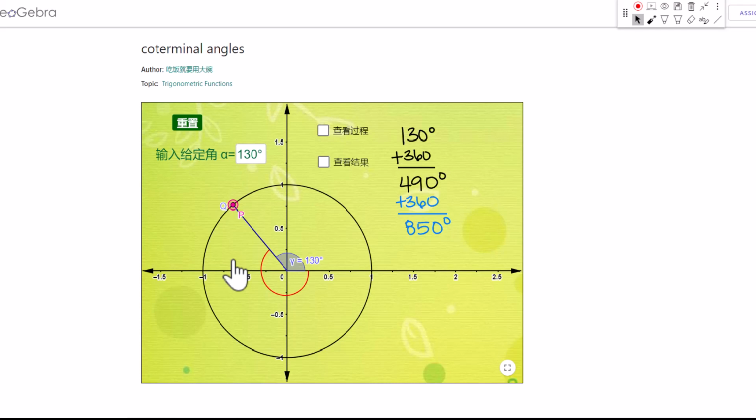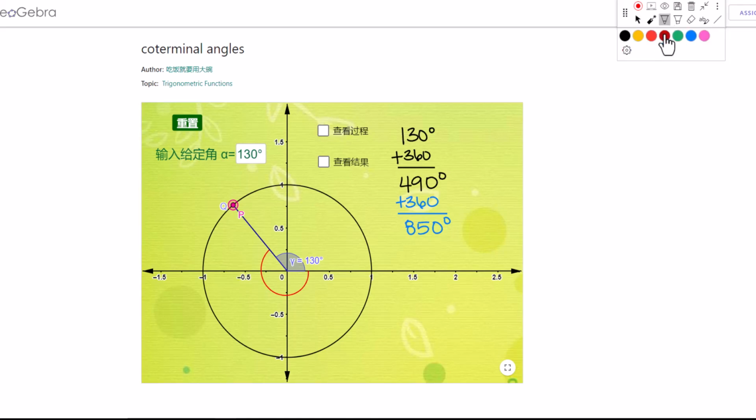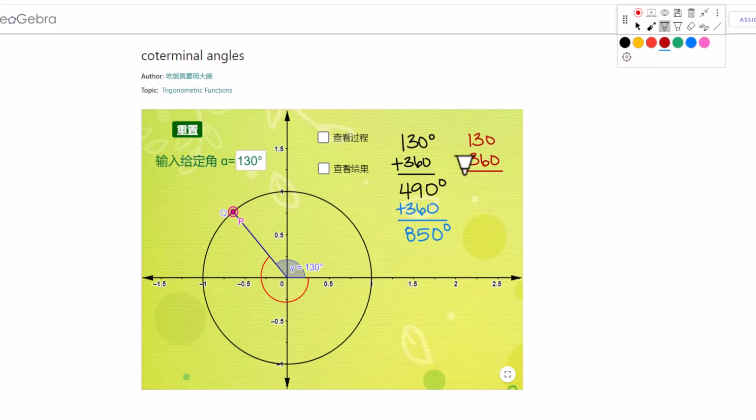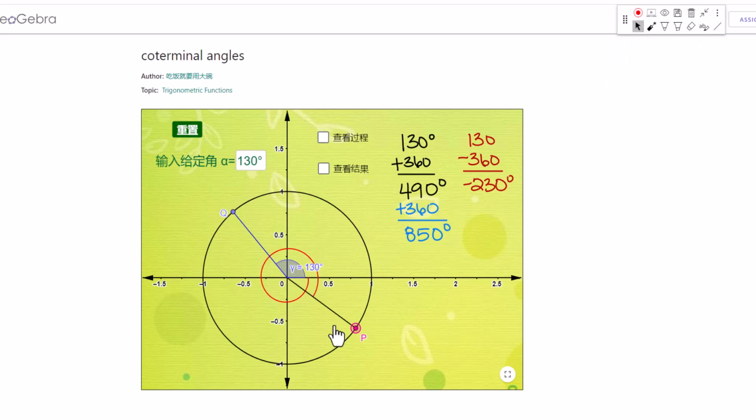So over here by the 130, I could say, here, this is 130. And I'm going to subtract 360 degrees. And that's going to give me negative 230 degrees. Now, this could continue on and on and on. So here I could continue to go clockwise in creating more and more negative coterminal angles. But that's what a coterminal angle is. It's two angles, and their terminal sides lie in the same place in the quadrant plane.